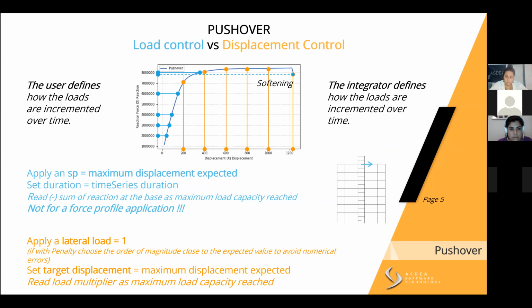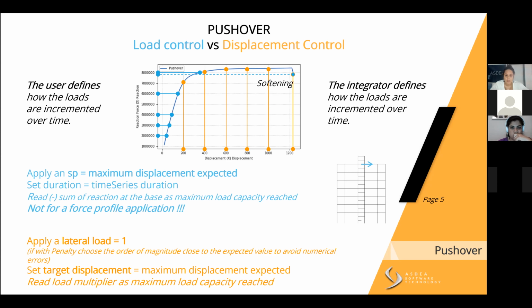But if you have a structure, this is not going to be the case for load pattern application, because we don't really want something applied at the top. We want something applied at each story. So if we're doing displacement control, what we actually can do is apply a lateral load equal to 1, set a target displacement as the maximum displacement expected, and then read the load multiplier of the structure, so the time. And that time is actually the maximum capacity reached, because we applied a load equal to 1, and so the load multiplier will be actually my actual maximum load capacity reached.